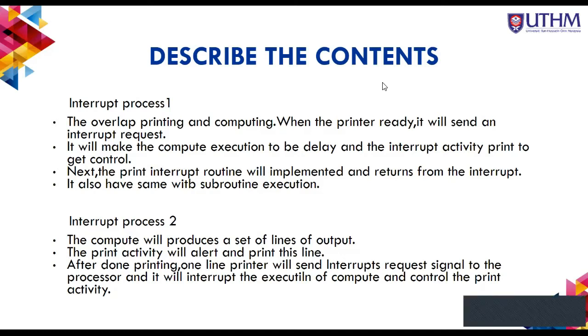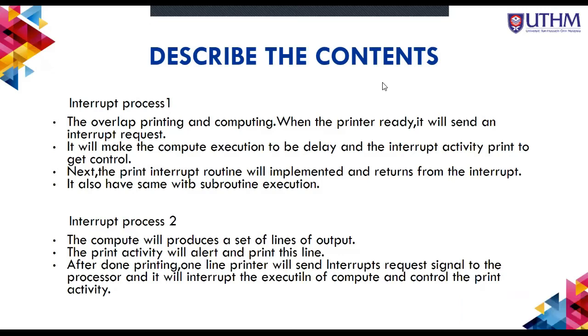And then for interrupt process 2, the compute will produce a set of lines of output. The print activity will alert and print these lines. And then after done printing one line, the printer will send an interrupt request signal to the processor, and it will interrupt the execution of compute and control the print activity. So that's all for describing the contents.